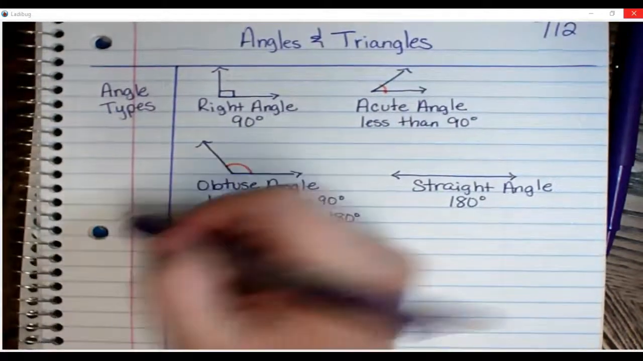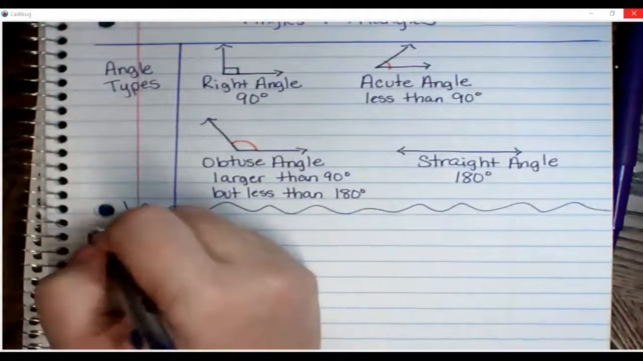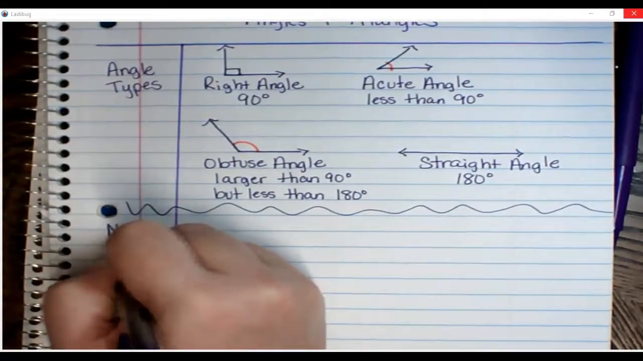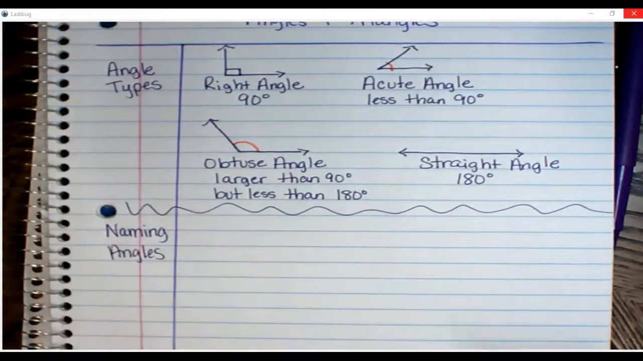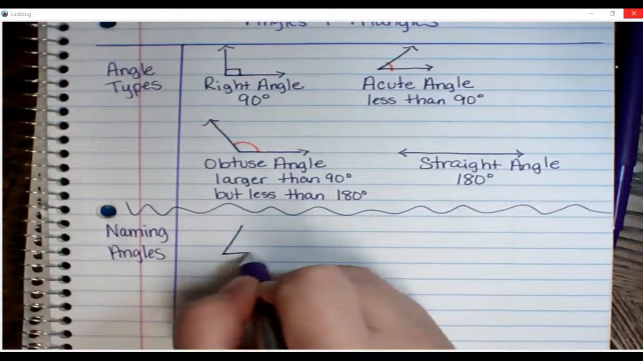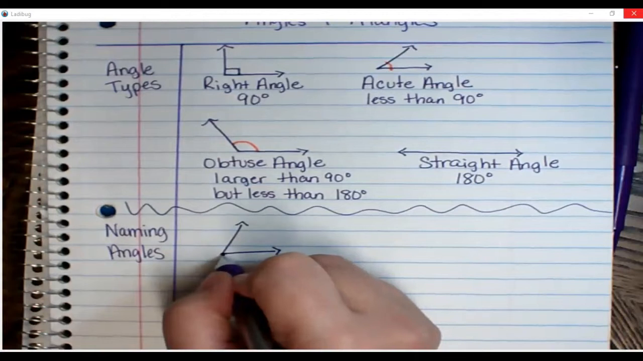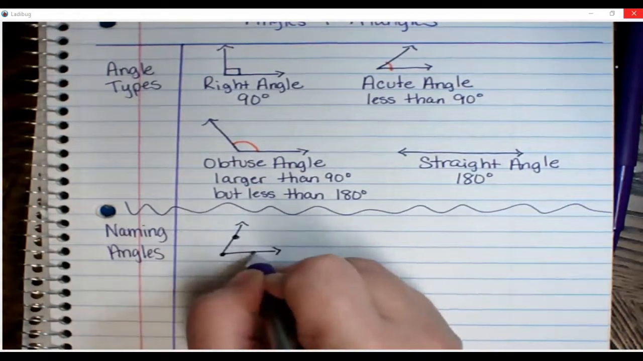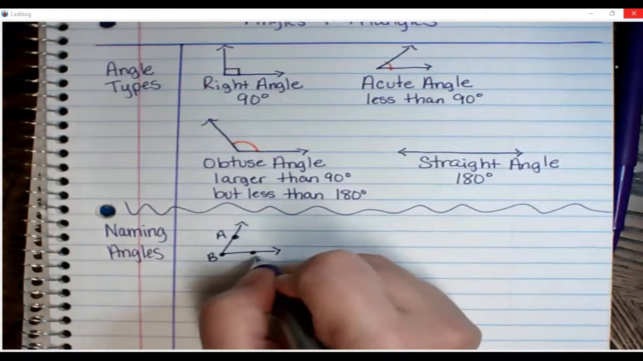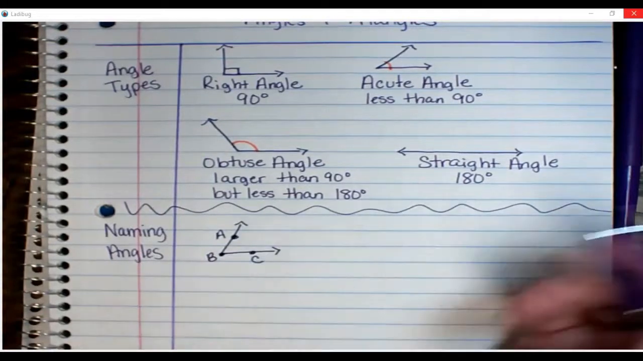All right, the next thing we need to talk about is how do we name angles. So next we're going to talk about naming angles. If I have an angle here, it works for any kind of angle, whether it's obtuse, right, or acute, I can name it the same way. So here we have an acute angle, and we've got some points along there.